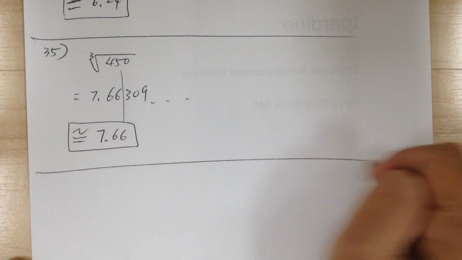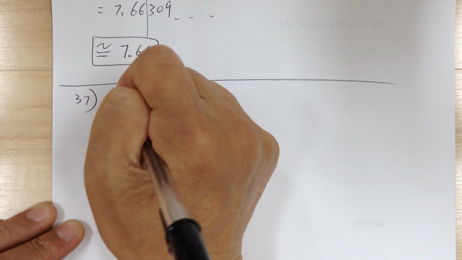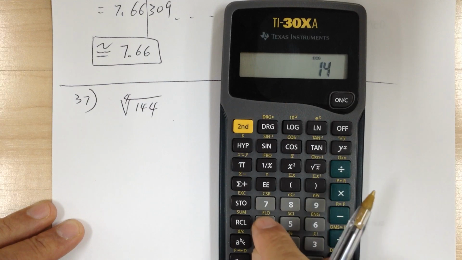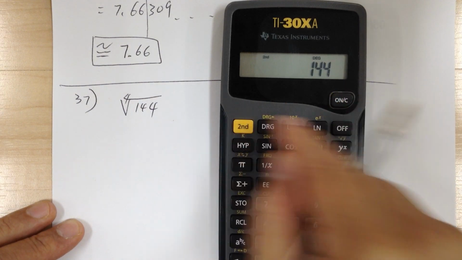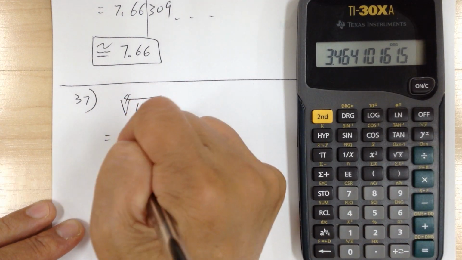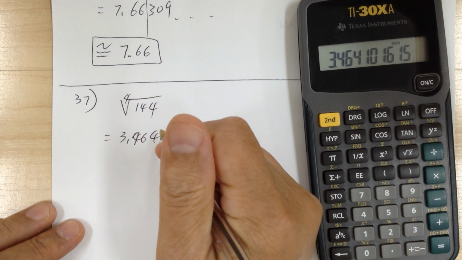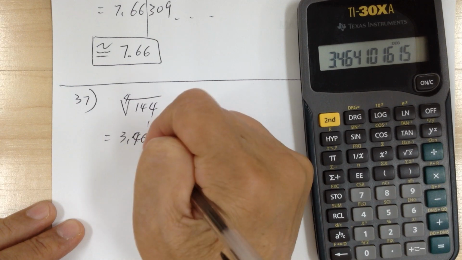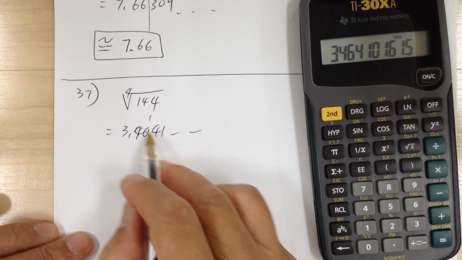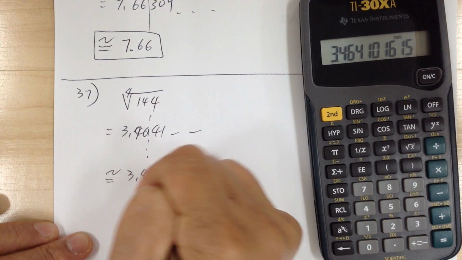Okay, 37. You have 4th root of 144. So you can get your calculator. So 144 and 4th root. So this is equal to 3.4641 dot dot dot, right? Again, you want to round it off to the hundredths digit. Again, this didn't make a 5, so you just chop it off. Again, if it's 5 or more, you round it up. So this is about 3.46.